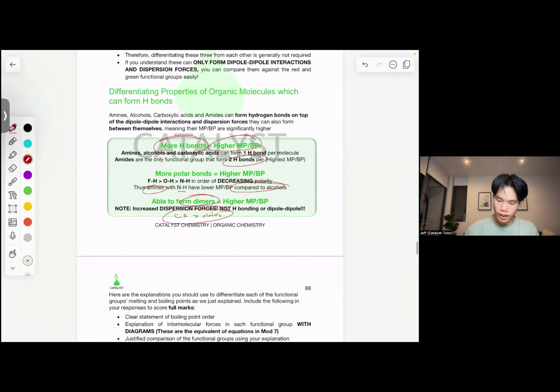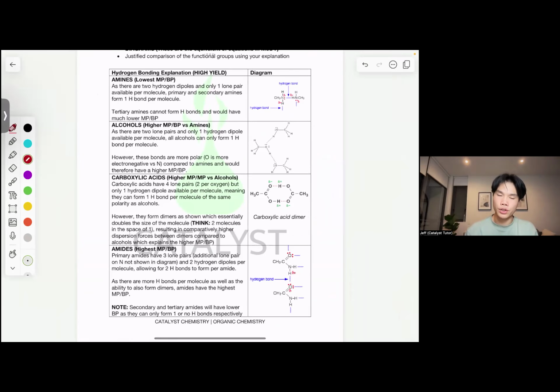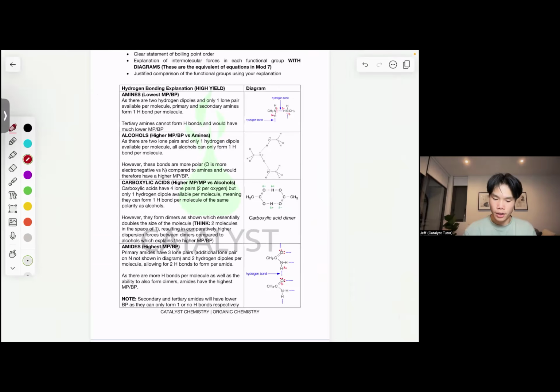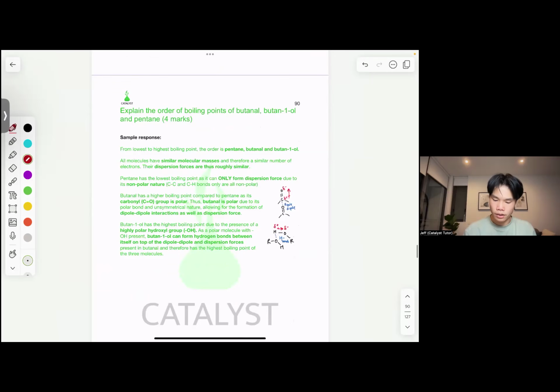Okay. And these are the diagrams I would draw for each of them. So whenever you discuss these in a question, you need to justify the amount of H bonds they can form, or if they form a dimer, you draw this diagram to justify it. The markers love it. Doesn't go awry. Whenever you can draw a diagram, just chuck it in.